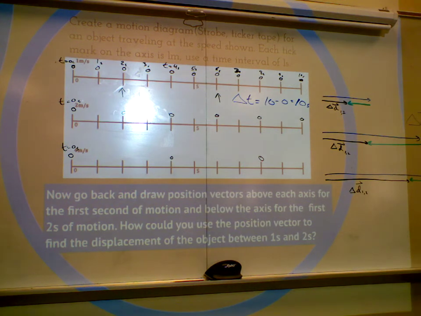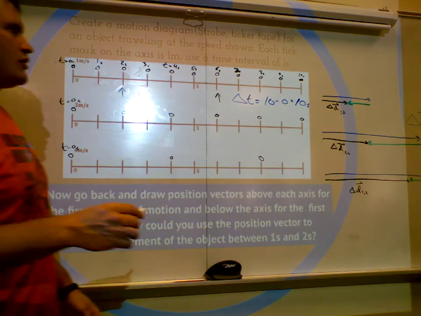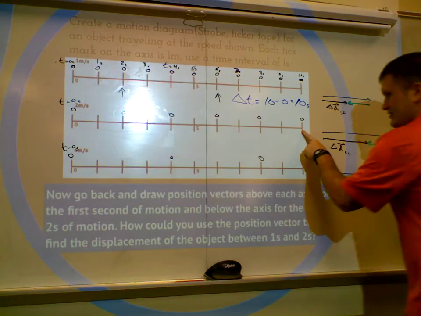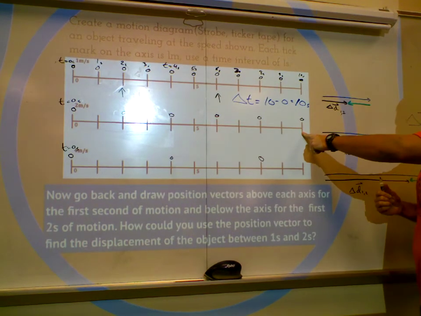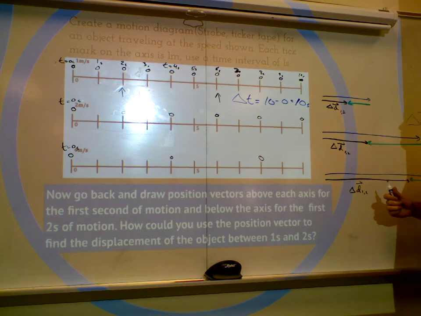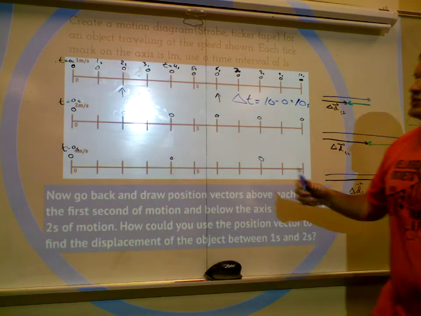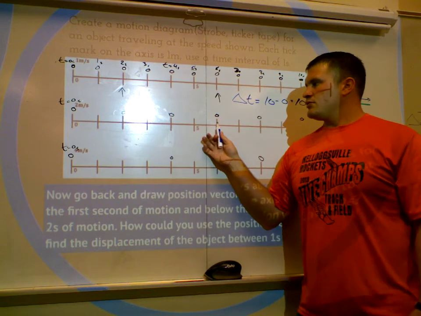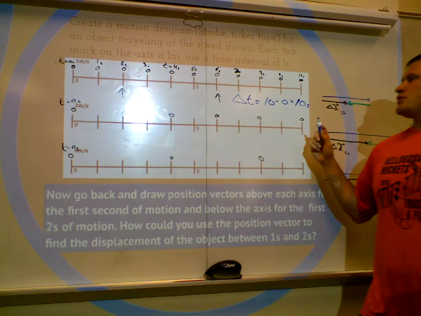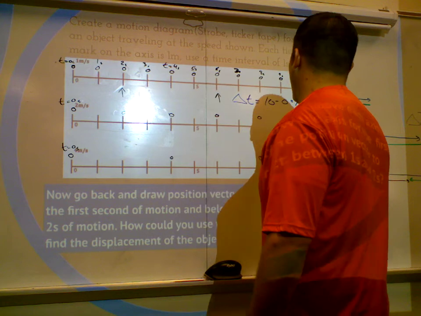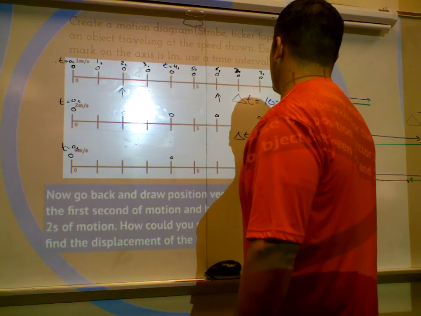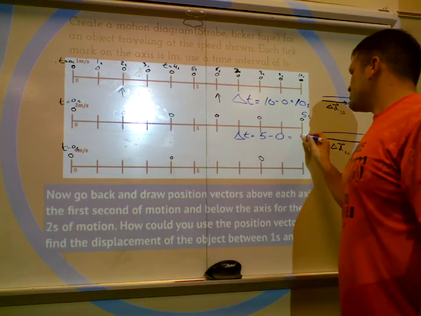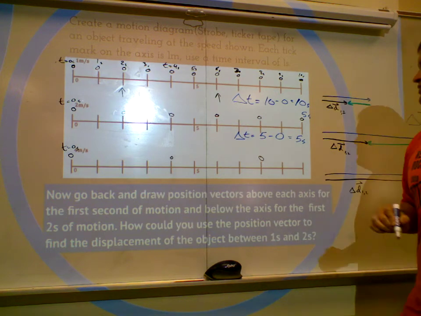Is that the same position coordinate? But it goes 2 meters in 1 second. So this is really 1 second, 2 seconds, 3 seconds, 4 seconds, 5. Good. So this is 5 seconds. That means delta t equals 5 minus 0, which is 5 seconds.